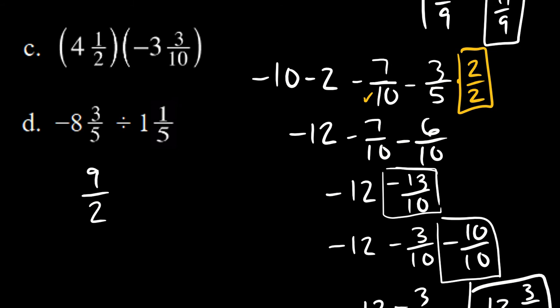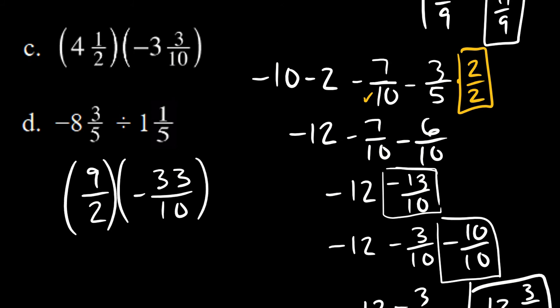4 times 2 is 8. So I've got 8 halves. And then plus 1 more is 9 halves. And I'm going to be subtracting from that. That's negative 33 tenths. So negative 33 tenths. Okay, so I'm not subtracting anything. I've got that, and I'm going to be multiplying by, there we go, that's what I'm doing. So 10 times negative 3 is negative 30, and then another negative 3 is negative 33 tenths.